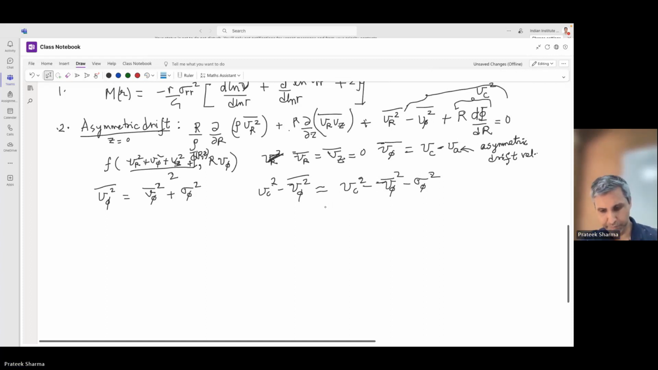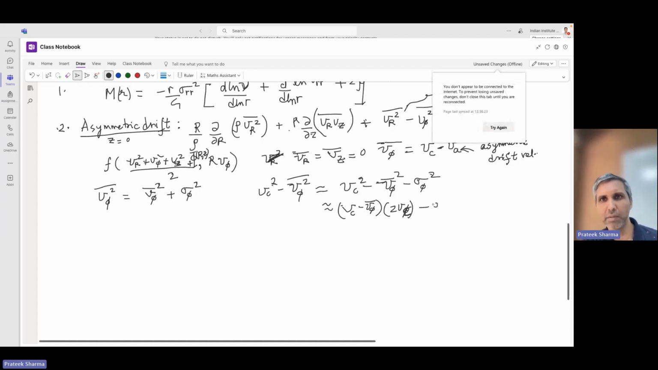Okay, and so this is actually equal to Vc minus V phi bar times Vc plus V phi bar, right? A squared minus B squared equals A minus B times A plus B. But Vc and V phi are comparable, so we can just write it as twice Vc. This difference between the circular velocity and the velocity of the sun or the nearby stars is not large. They're sort of comparable, so when you add them up, you can just take them to be equal. Vc is a simpler quantity, minus sigma phi squared.